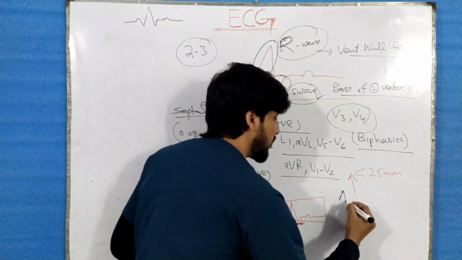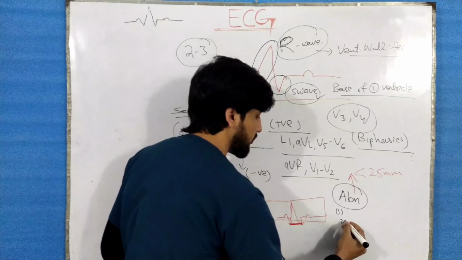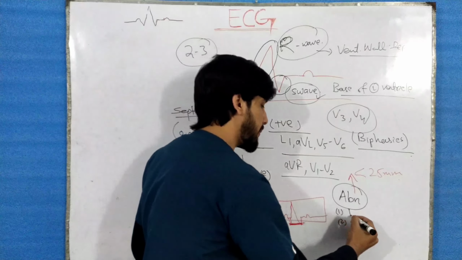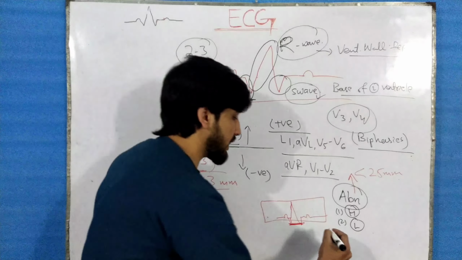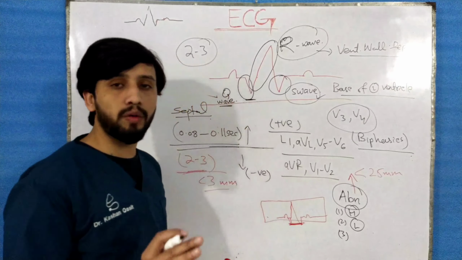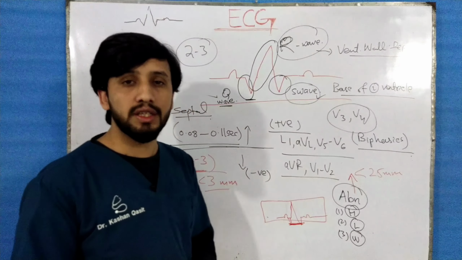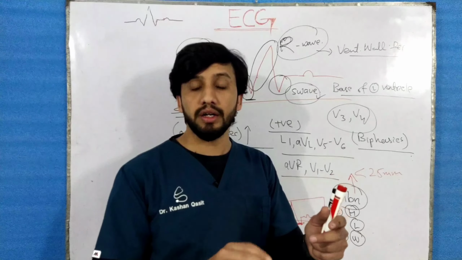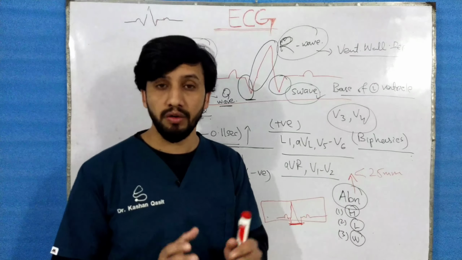The abnormalities of the QRS complex involves, number 1, high voltage QRS complex. Then we will be discussing low voltage QRS complex. Then the third one, which is wide QRS complex. And finally, there will be the conditions in which the QRS complex will be in different shapes, or you can say the variable shapes of the QRS complex. So these are the abnormalities we will be discussing in the upcoming part of the video.